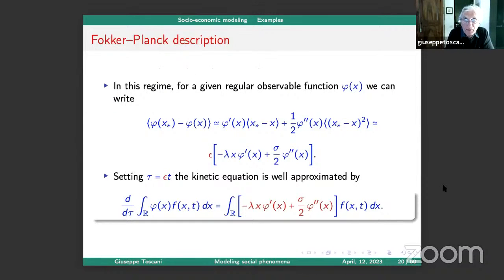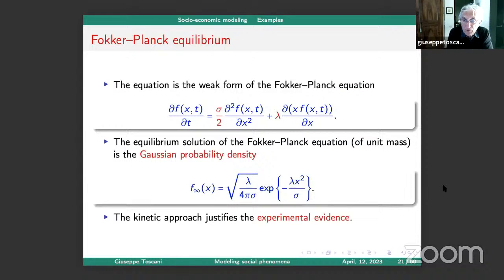And what do you get? Simply, you take a regular observable function phi of x, and then you expand in Taylor series, and you can do this since you are doing a small variation. In the mean, this variation is equal to epsilon times the term written in red, plus a remainder that disappears when epsilon goes to 0. And if you scale time, the variation of this observable is driven by that function written in red times f of x,t, which is nothing but the weak form of a Fokker-Planck equation with constant coefficients.